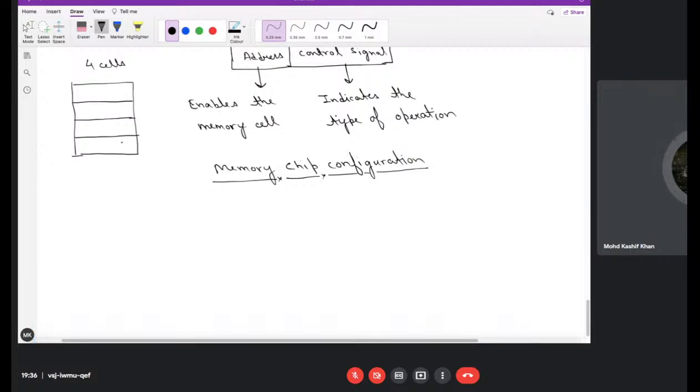I'm waiting for the response from all of you: if there are four cells in the memory, then how many bits are required to address these cells? As we have seen earlier, to address each cell we require only two bits: 00, 01, 10, 11. So we require only two bits to address four cells. So if there are n cells, we require log n base 2 bits.